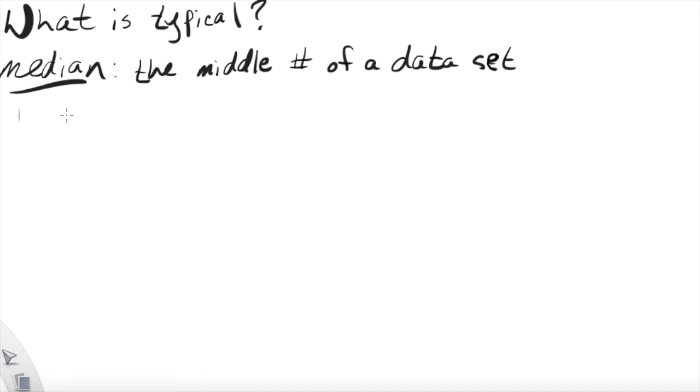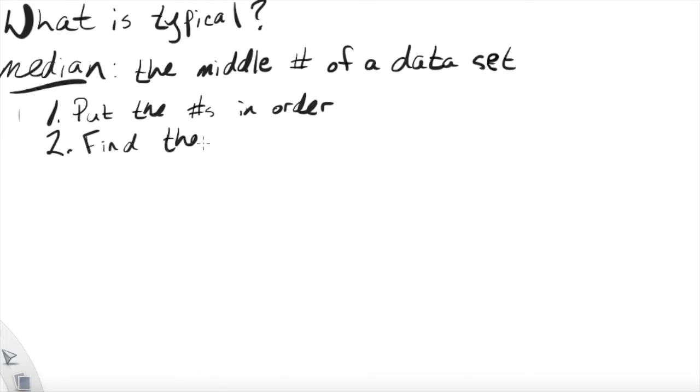The first thing you're going to do is, and this is the one where students will forget, you have to put the numbers in order, because if they're not in order, you're not going to find the actual true middle. So we're going to put the numbers in order. And then after we do that, you're going to find the middle. There are a couple different ways you can do that, but I'm going to show you the one that most students use and find easiest. Find the middle. And here is an example.